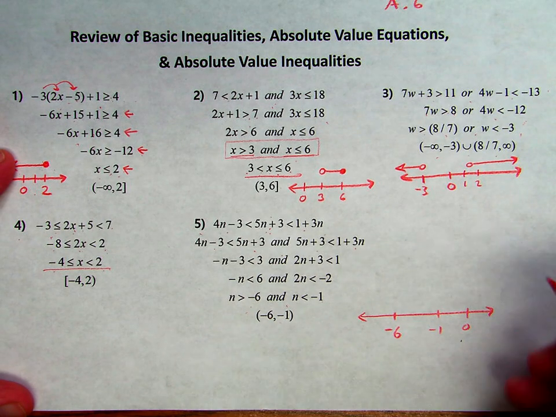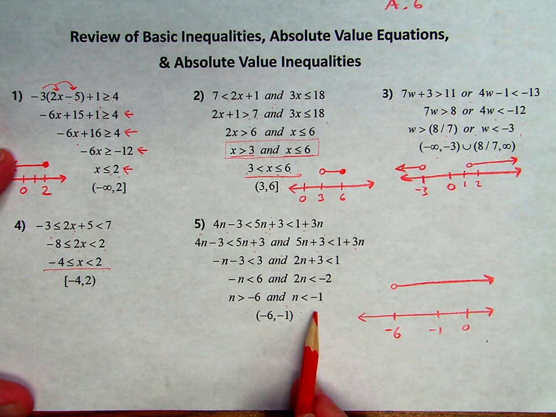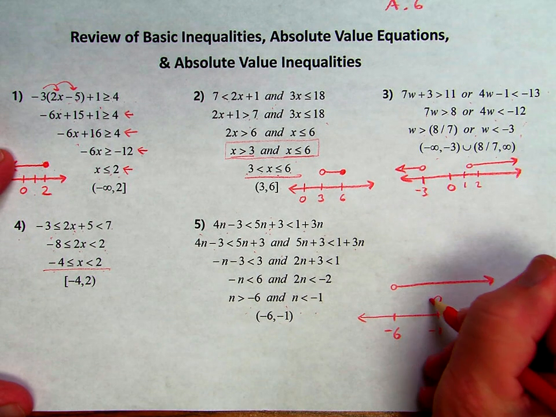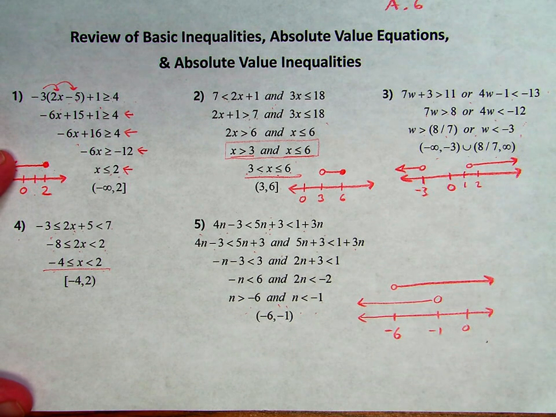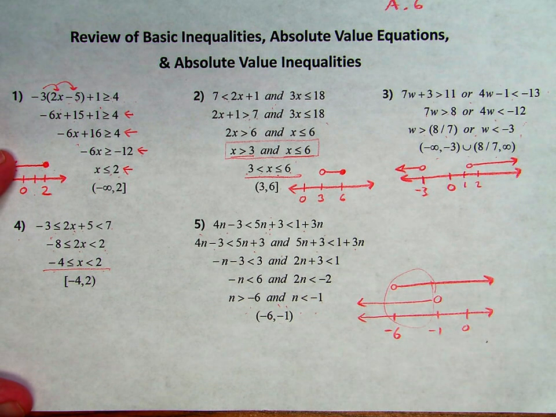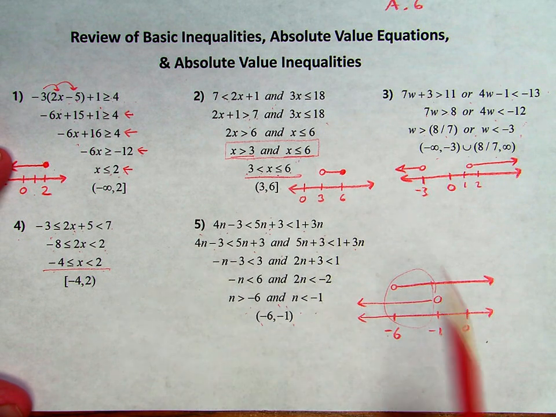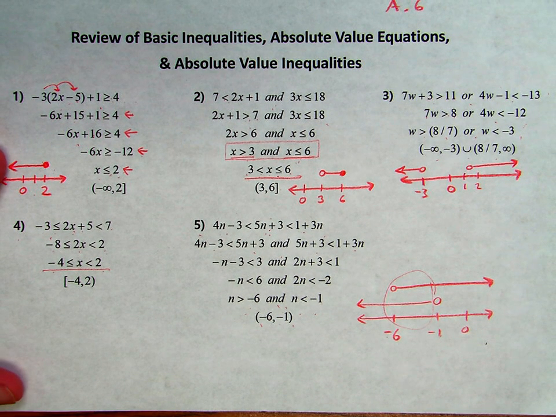N greater than negative 6 looks like this. N less than negative 1 looks like that. If it's an and, what makes them both true at the same time, or where do those two things overlap? So the intersection of those two graphs is right there between negative 6 and negative 1. So if it's not necessarily obvious, like perhaps this one maybe was more obvious than that, that's the strategy you take in order to identify your final answer.